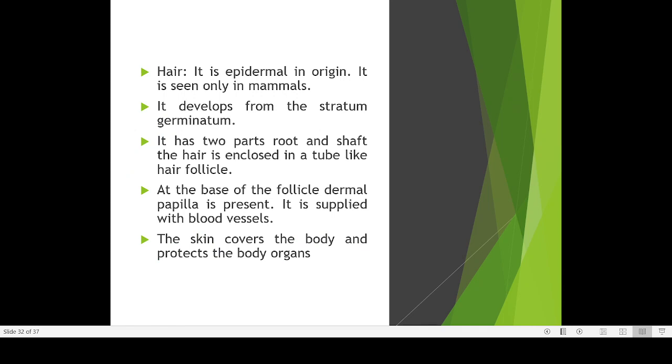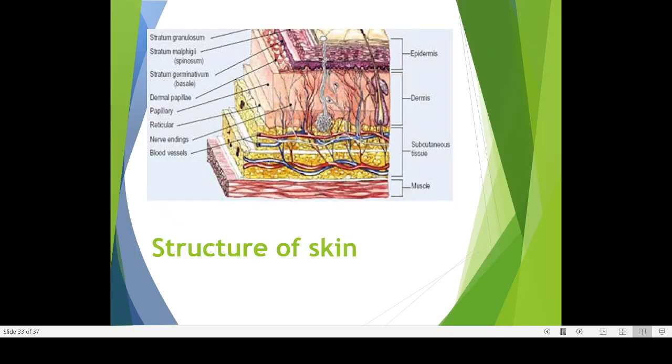So that is the next structure, the hair. And at the base of the follicle, the dermal papilla is present. It is supplied with blood vessels, because this is at the base of the hair. Different types of blood vessels are there, and these blood vessels help in the nourishment of the hair.